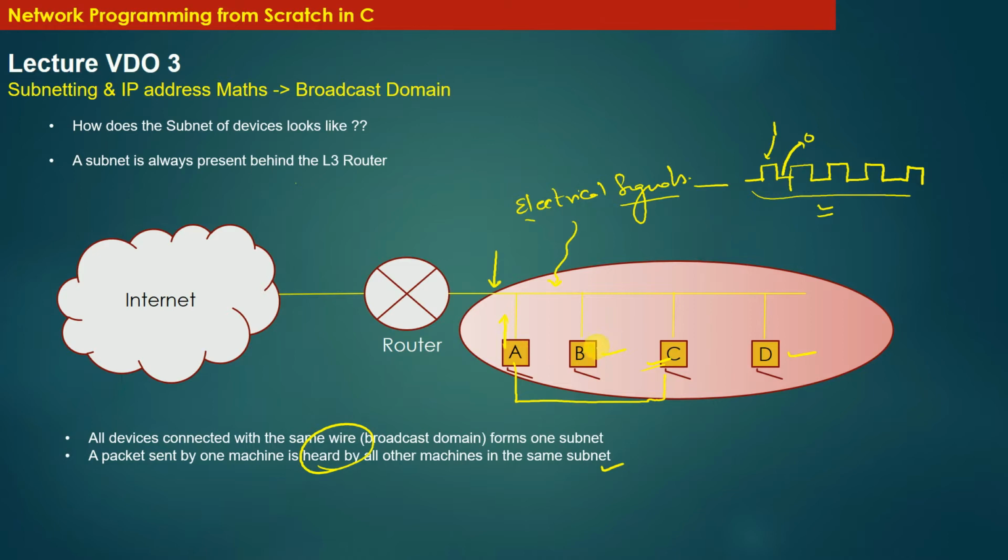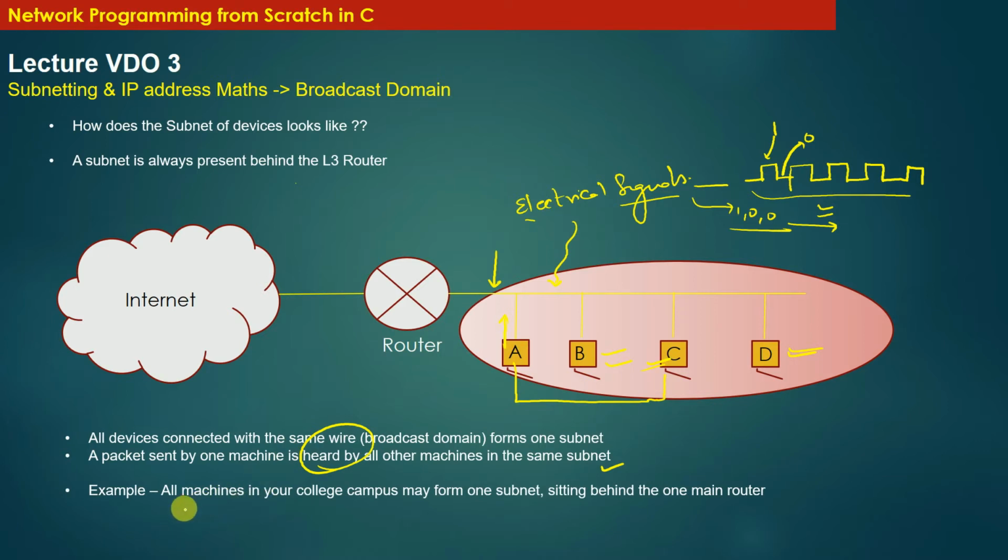So processing the electrical signals being detected on the wire is equivalent to processing the packet, because these electrical signals are nothing but 1010 bits, which eventually represent a frame or packet that is traversing on the wire. So depending on certain criteria of L2 routing, machine B and machine D may choose to ignore these electrical signals, or they may choose to process these electrical signals.